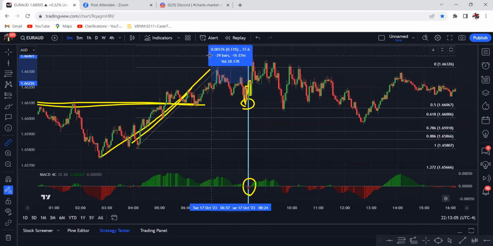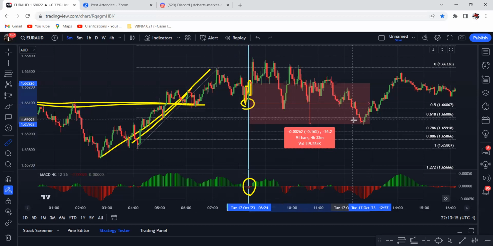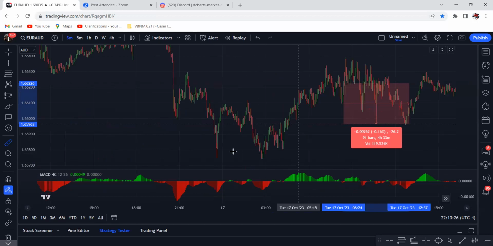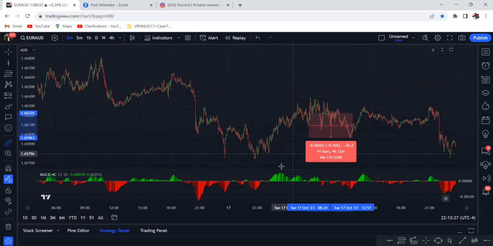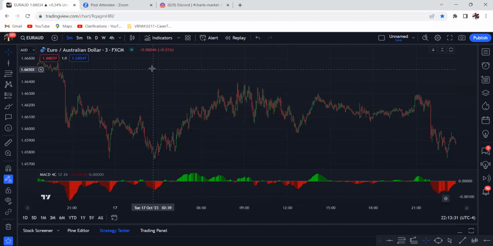It went up about 15 pips. Let's say we got taken out. Let's say I placed my stop loss below here. For argument's sake, I got taken out. Now, is the trade setup still invalid? Does that mean I give up on this entire setup? What's the answer? The answer is no.